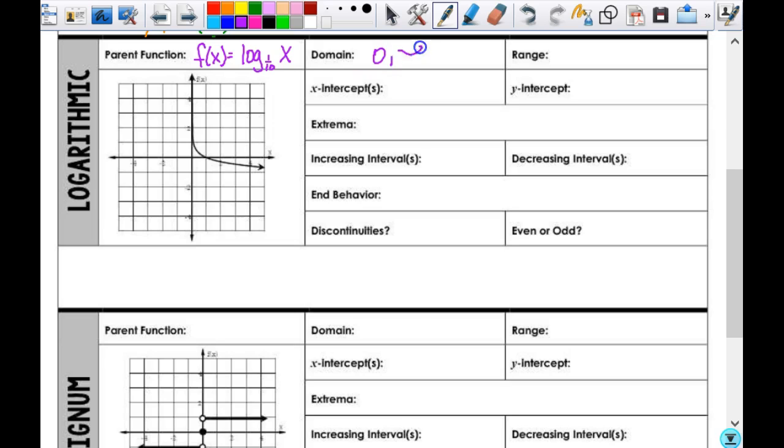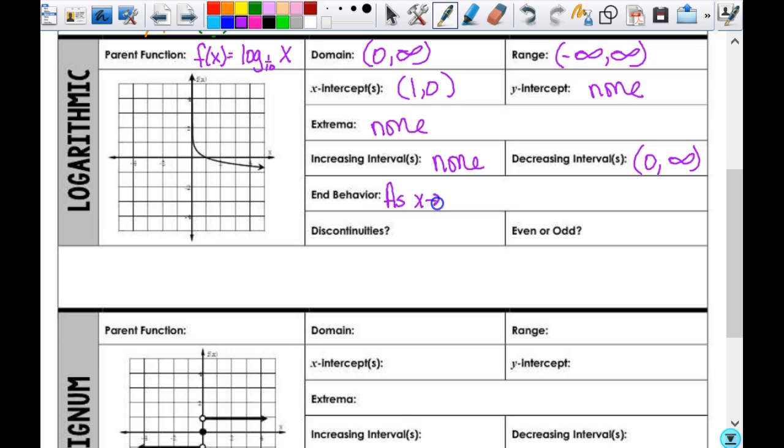Your domain goes from 0 to infinity. The range goes from negative infinity to infinity. X-intercept, 1, 0. Y-intercept, none. Any extrema? No. Is it increasing anywhere? No. Which means it's decreasing from 0 to infinity, right? And then as x approaches infinity, f of x approaches negative infinity. And then do I talk about the other one? Nope, because we're not heading to infinity. Okay, so good enough for us right now.